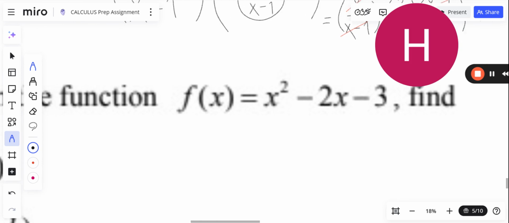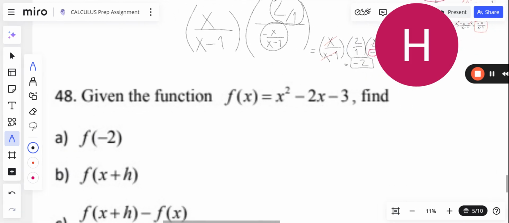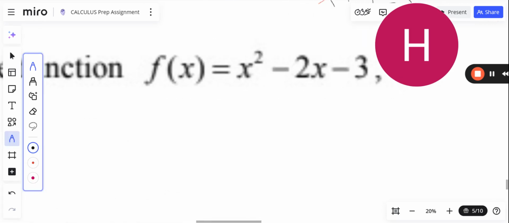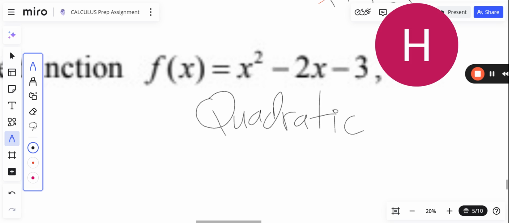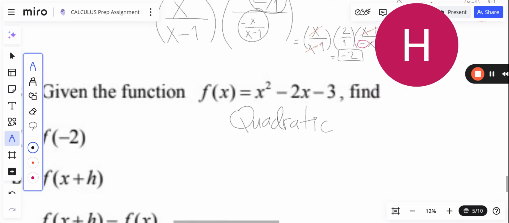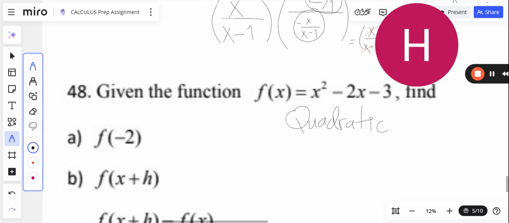Great, now let's work on this function here. Recognize that? I hope you recognize that this is a quadratic function. What can we do with quadratics? Well, we can find their maximums or minimums. In this case, we're just going to be plugging in some values.